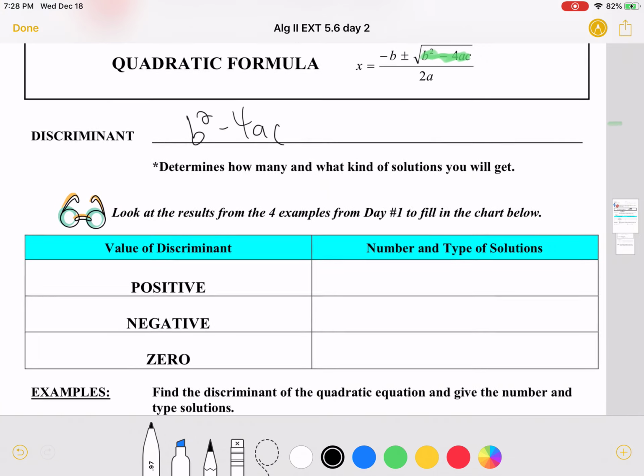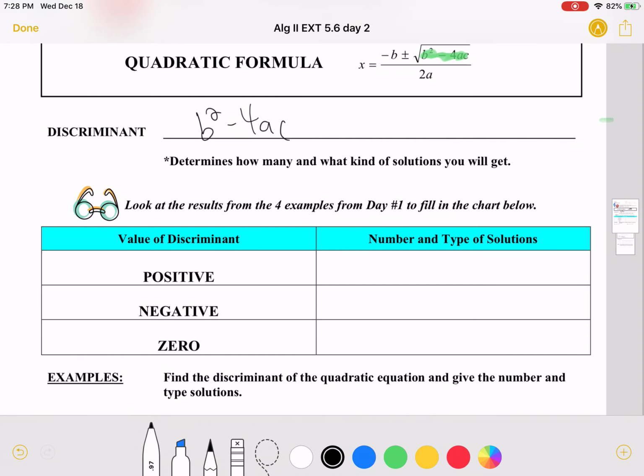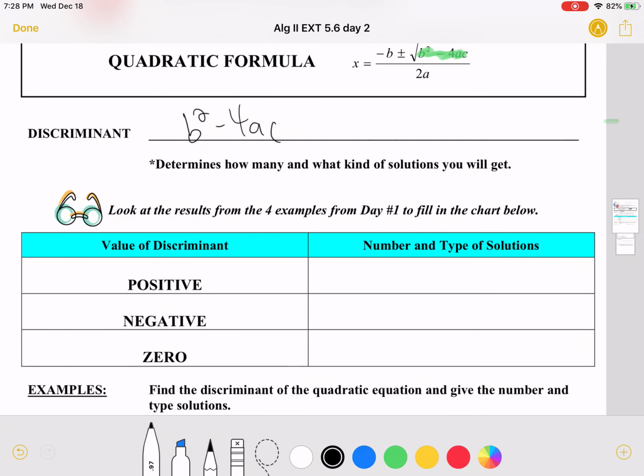Okay. So the discriminant, what it does is it determines how many and what kind of solutions you will get. Now, the discriminant is located underneath of the square root. So if we have a positive discriminant, that would be like taking a positive square root, like the square root of 4. So what is the square root of 4? Well, it's plus or minus 2. So how many solutions do we have? We have 2 solutions, positive 2 and negative 2. So 2 solutions, and they are both real solutions.